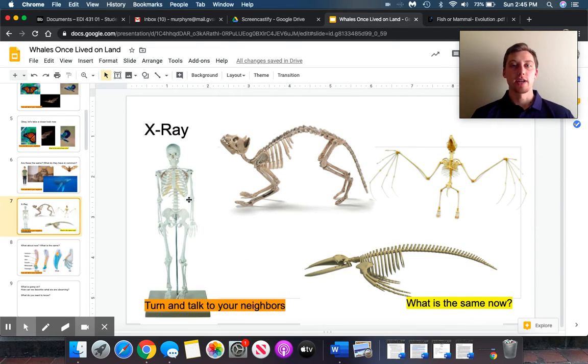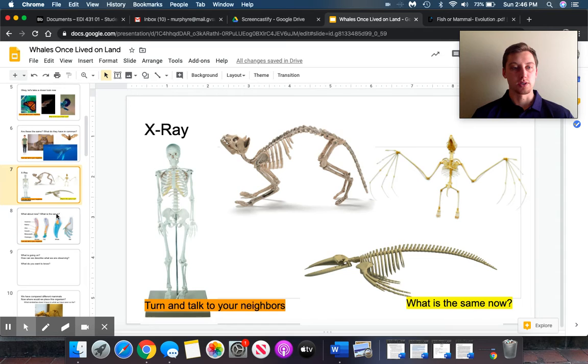Then I say, what if I have an x-ray machine? Let's take a little x-ray of each animal and human. So here's our human skeleton, cat skeleton, bat skeleton, whale skeleton. Have students again talk to each other at their tables. What's common, what's different? Have a little open discussion.